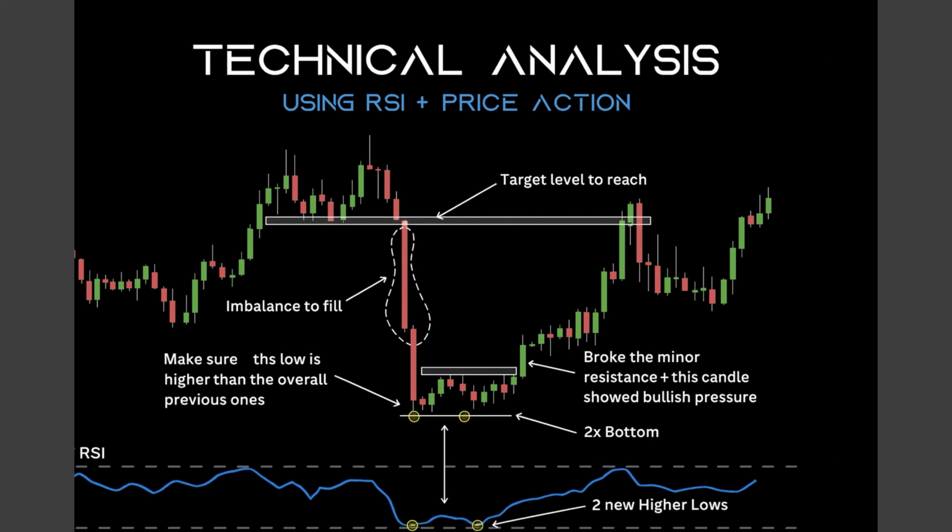The bullish case is strengthened by a key breakout where the price broke the minor resistance, and this move was accompanied by a specific candle that showed bullish pressure, suggesting strong buying momentum. The immediate market objective is now to rise and fill a nearby imbalance in the market profile, with a final target level identified beyond that. Throughout this price action, the Relative Strength Index, RSI, is being monitored, likely to confirm that the momentum is bullish without being overbought, adding confluence to the overall positive outlook.